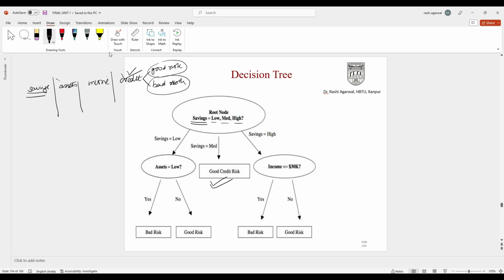If my savings is low, then I check the value of assets. If it is low, then I say it's a bad risk. If no, it's a good risk. Similarly, if my savings are high and my income is less than 30k, it is a bad risk, else it's a good risk. So this is how decision trees look. How we derive this will be covered in the specific lecture on decision trees. But these are kinds of logical models.